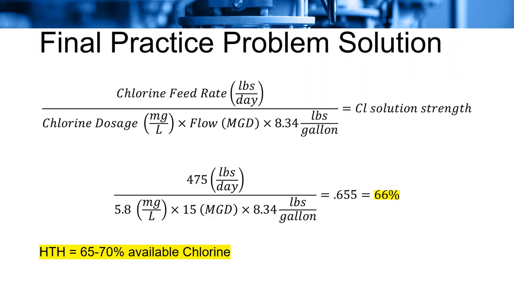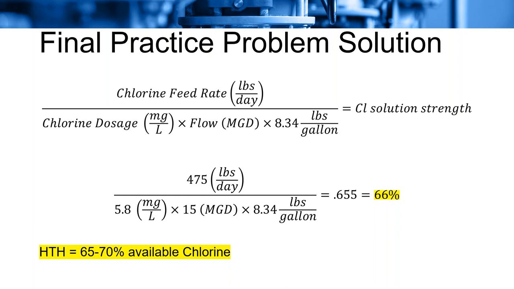So here's our solution. We're going to rearrange the equation so that our chlorine solution is isolated, and it's going to equal our feed rate divided by the dosage times the flow times our conversion factor. So we have 475 pounds a day, and we have that milligrams per liter that we talked about, our dosage: our residual plus our demand. We multiply that by the flow, 15 MGD, and our 8.34 pounds per gallon.